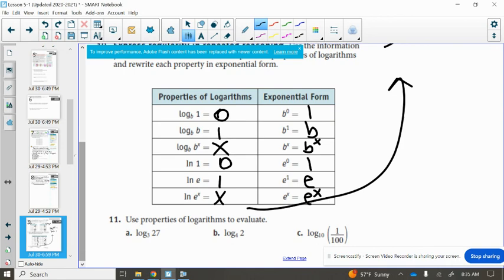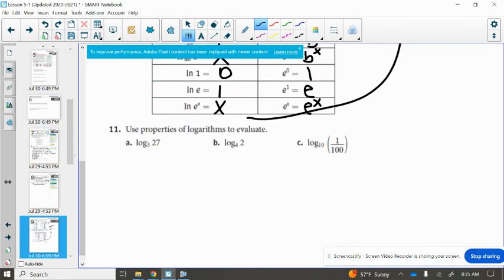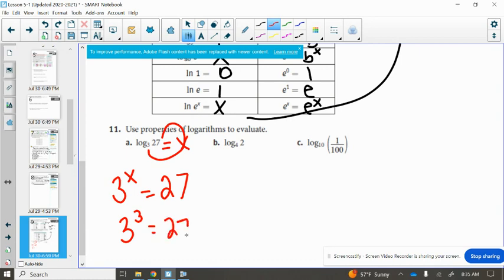Now, oftentimes, why do we need this? Well, sometimes to evaluate, let's say you don't have a calculator, we can use the properties of exponentials to help us out. Because if I want to find the value of this log, if I rewrite this as an exponential, I actually have a better chance of solving this. 3 to the x power equals 27 would be the exponential form of this log. And I know that 3 to the third power equals 27. So my final answer here is that x is going to equal 3 because it's the third power.